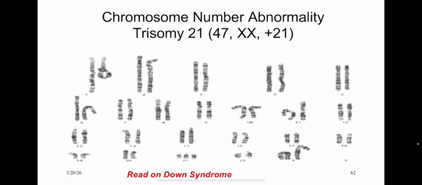We also have a condition called trisomy 21, and you are encouraged to read on Down syndrome. This is the same as trisomy 21. Trisomy 21 simply means on chromosome 21 we've gotten an additional chromosome, not a pair, a single chromosome, making it 3 in the region. That's why we call it trisomy.